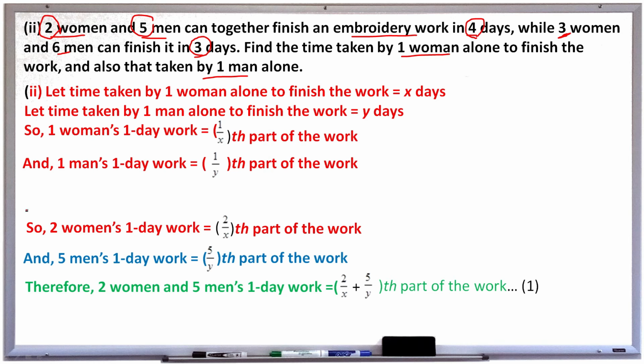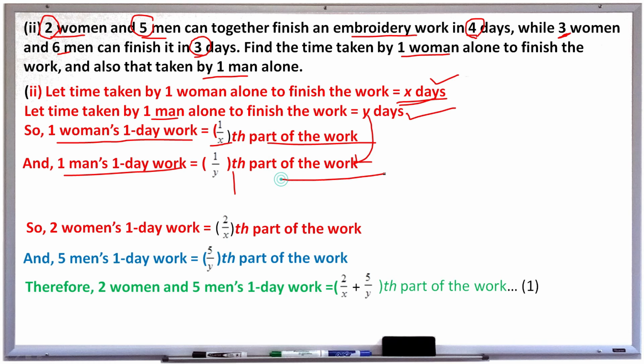Let us consider the time taken by a woman to finish the work as x days, and the time taken by a man as y days. So one woman's 1 day work: the time taken to finish the work is x days, so 1 day work is 1 by x part of the work. Similarly, one man's 1 day work is 1 by y part of the work.